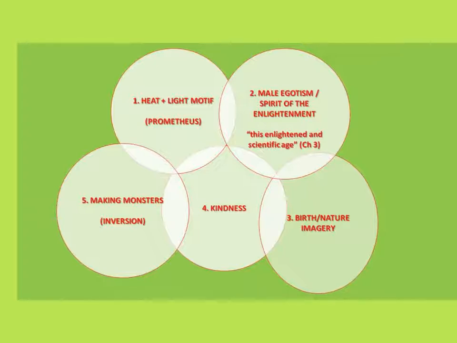Number 1, we have the heat and light motif. Now the novel is subtitled The Modern Prometheus, so as we've gone into in the context video, the myth and the legend of Prometheus, but we're going to look at how that comes across in Shelley's brilliant novel with heat and light imagery. It doesn't always link to the idea of learning and knowledge, which brings us on to number 2, the spirit of the Enlightenment.